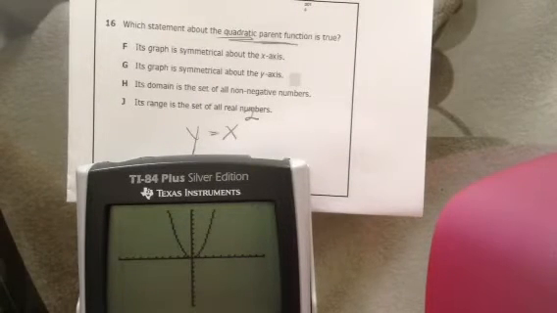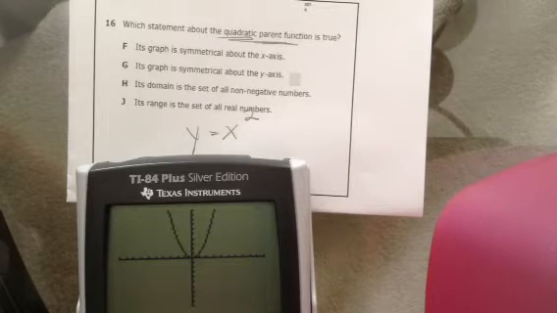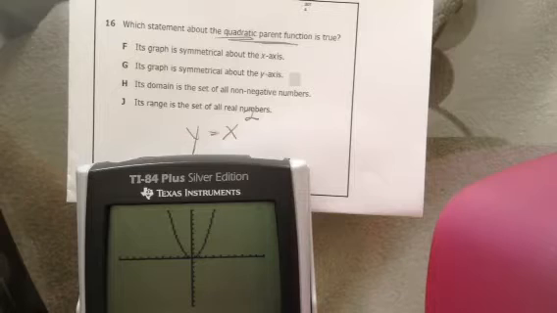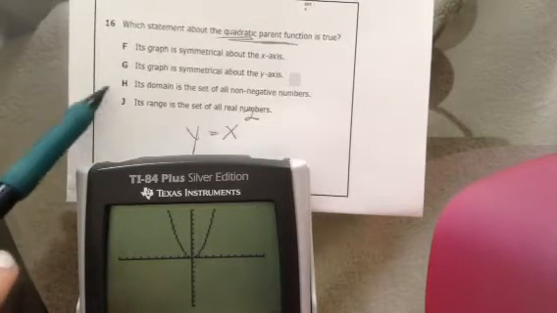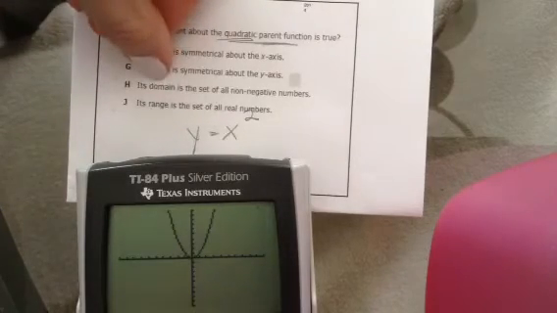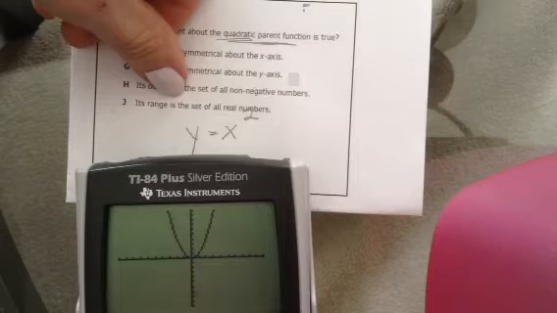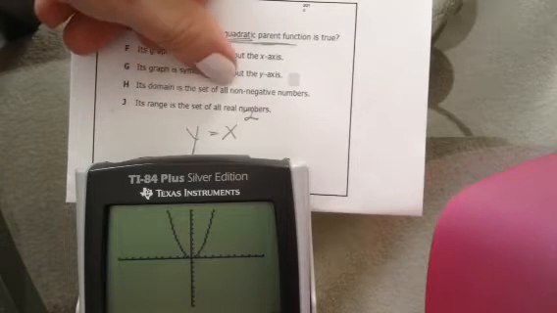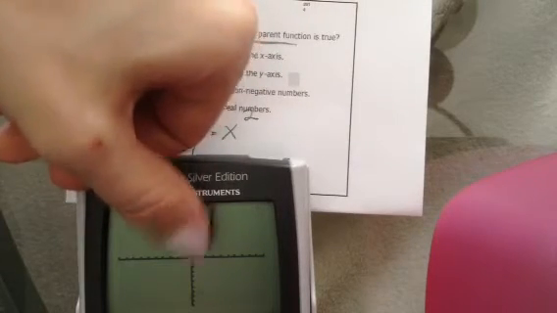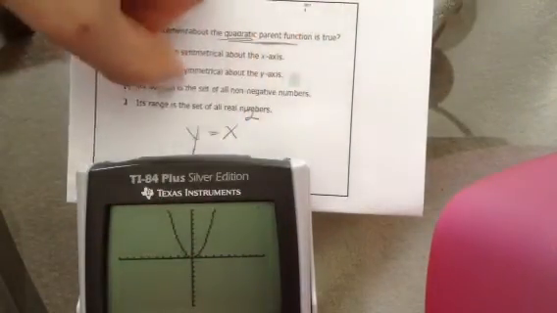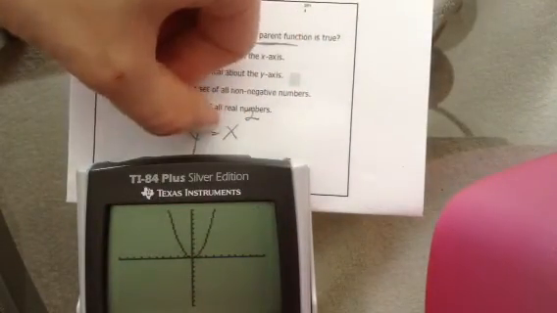So it says it's symmetrical about the x-axis, symmetrical about the y-axis. Domain is a set of all negative numbers, and the range is a set of all real numbers. So H and J, they switched them. Remember that the domain is all real numbers, and the range would be not negative numbers. So the range is all these positive numbers, including 0, but domain's all real. So they switched those two parts for those answers.